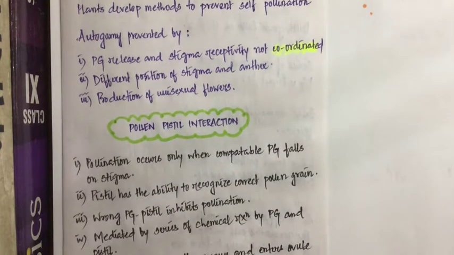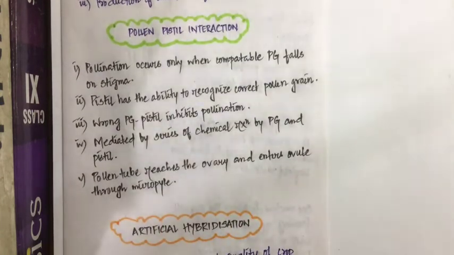Right? Next, pollen-pistil interaction. Very, very important thing, very conceptual thing, and a very core part of this whole process of pollination. Now, let us rewind once again. We have studied the male reproductive system of the plant, the female reproductive system of the plant, the male gamete, the female gamete, and the transfer of the male gamete and female gamete. We have already completed all these things. Now, what happens when a pollen grain falls on the stigma? That is our major concern. The question is, what happens when this pollen grain falls on the stigma?